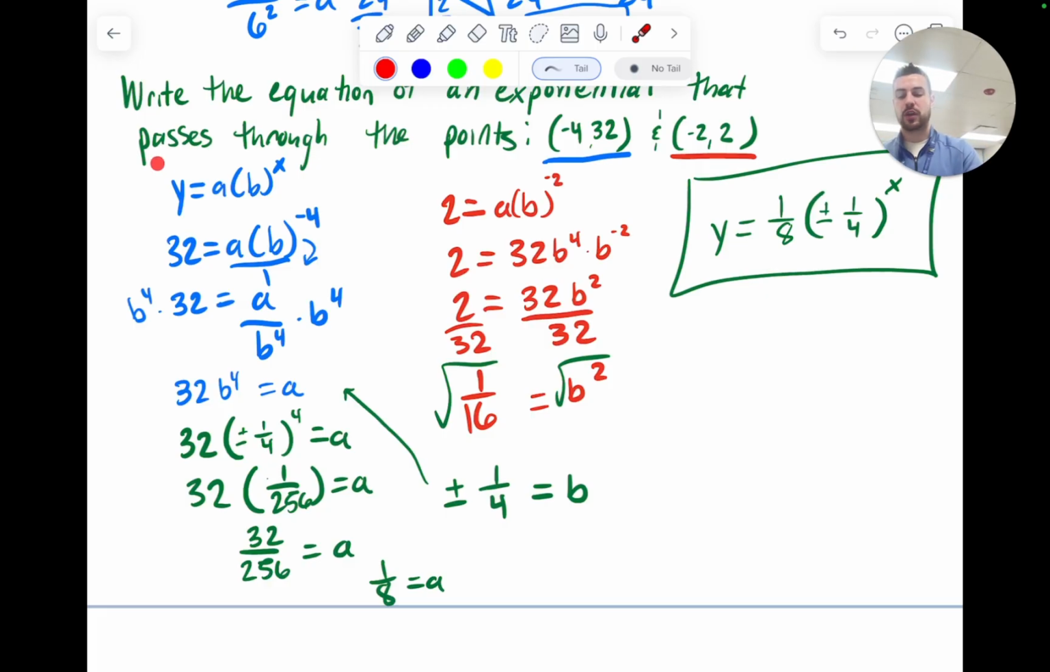So this is basically how we're going to do all these problems. We are going to start off with what we know to be the form of exponential functions. We plug in one of our points so we can isolate a variable, and then we'll plug in our other point and substitute what we got for one of our variables so we can solve. Once we solve, we plug back into our first equation to get both variables, and then we plug in and get our equation.